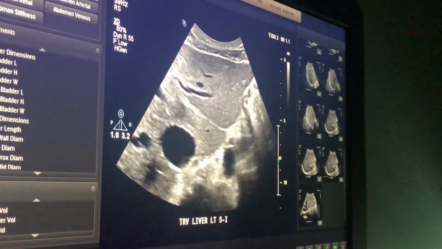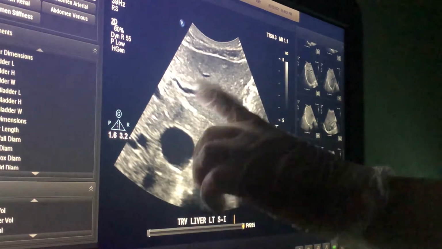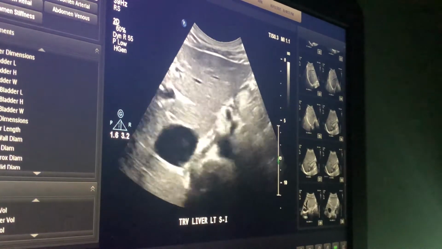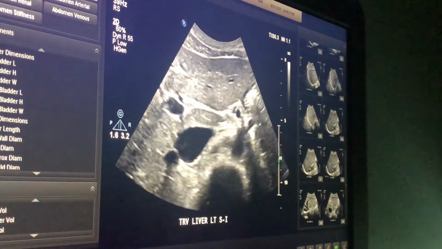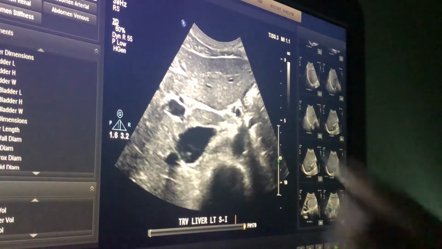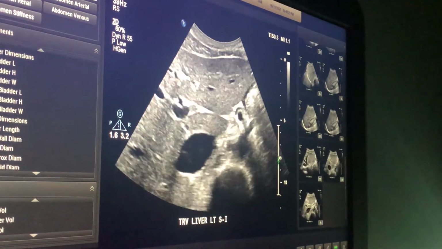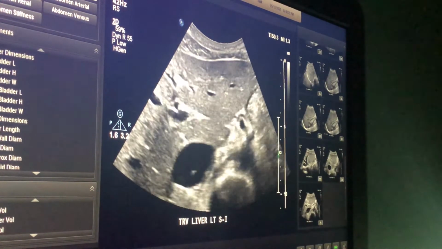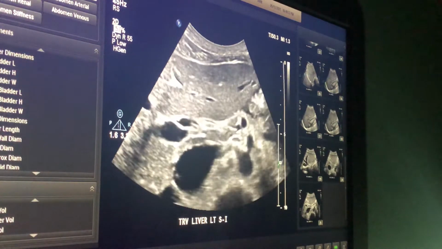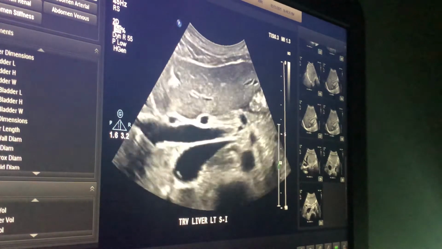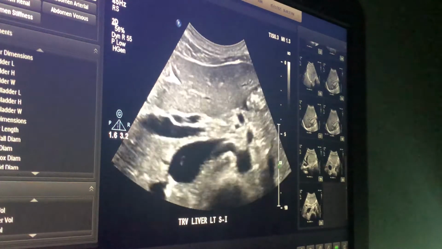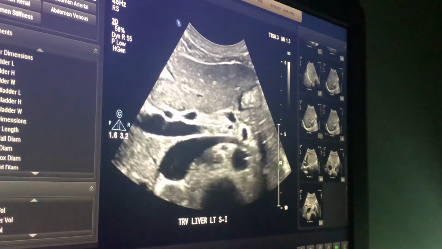Next I'm looking at the portal system here. I'm going to sweep down. I'm going to see the ligamentum teres coming off here. So I'm going to decrease my depth here a bit. Next is a picture of the pancreas with the liver.